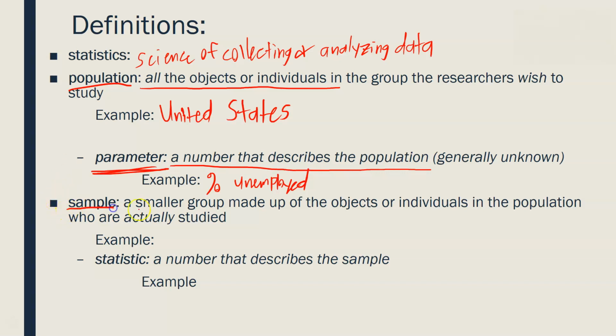A sample is a smaller group made up of the objects or individuals in the population who are actually studied. I can't really by myself go to every single person in the United States and ask them if they are unemployed, right? What I'm going to have to do is take a smaller group. I'm going to take a few people from each state maybe, and I'm going to take that sample and analyze that sample to tell me how many of those people are unemployed.